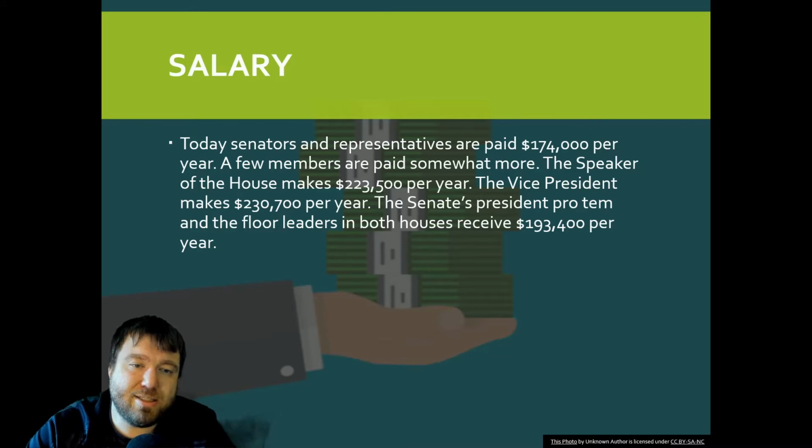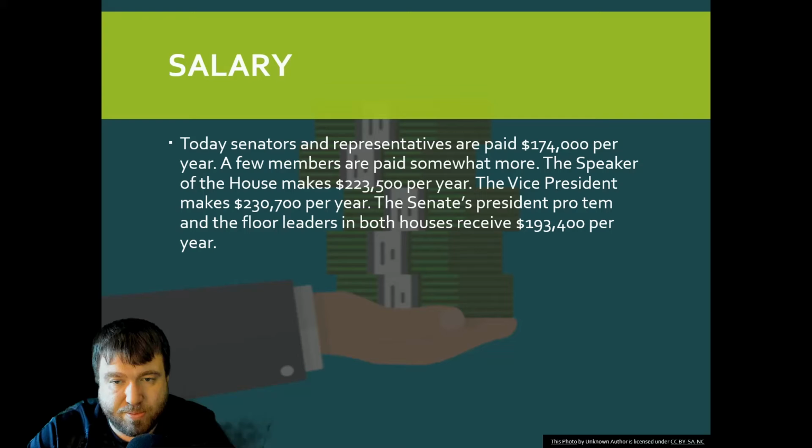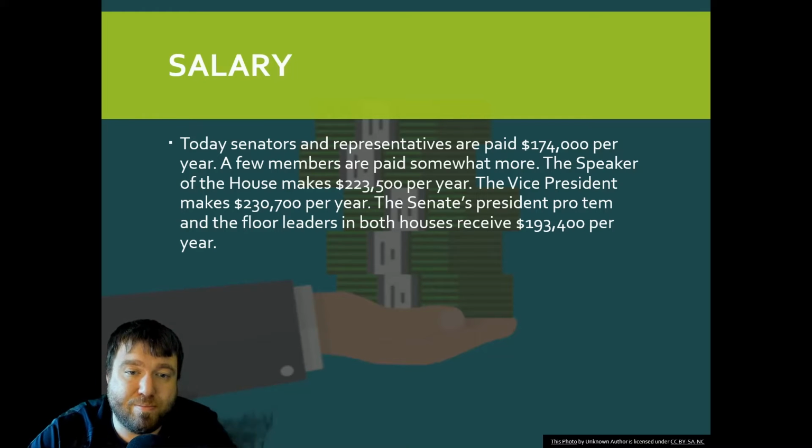Salary. Today's senators and representatives are paid $174,000 per year. A few members are paid somewhat more. The Speaker of the House makes $223,500 per year. The Vice President makes $230,700 per year. The Senate President pro tem and the floor leaders in both houses receive $193,400 per year. And that is their salary for being a United States Senator. So as you can see, that's a pretty good paycheck.